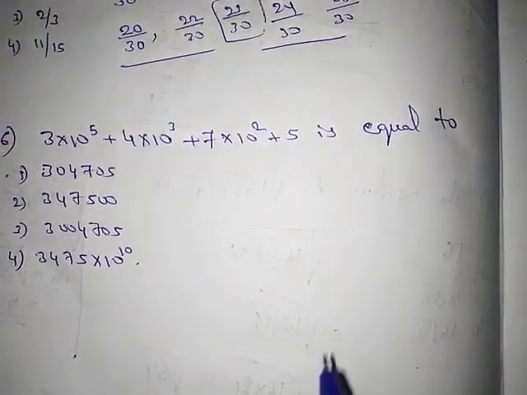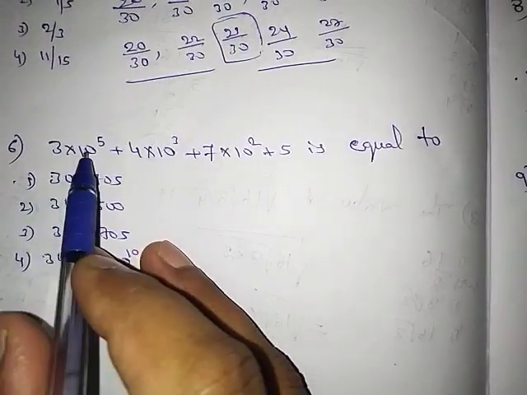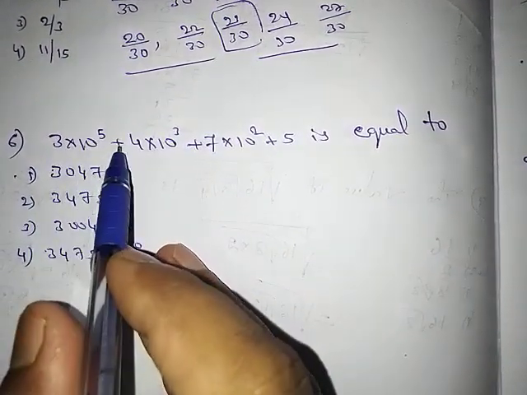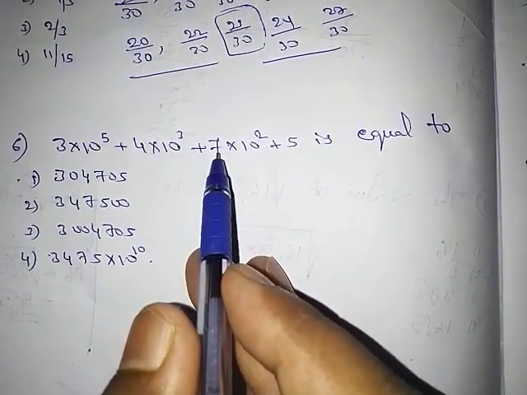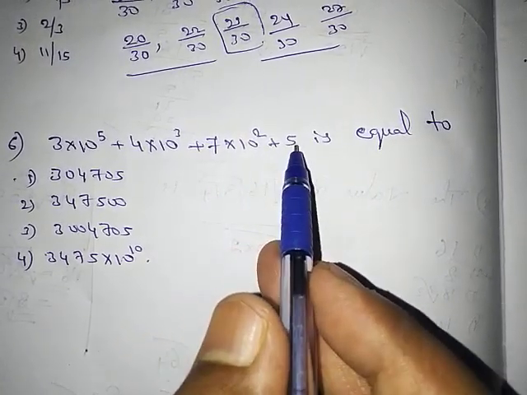So go to the next one. It is a very simple question here. 3 to the power of 3 into 10 to the power of 5 plus 4 into 10 to the power of 3 plus 7 into 10 to the power of 2 plus 5.